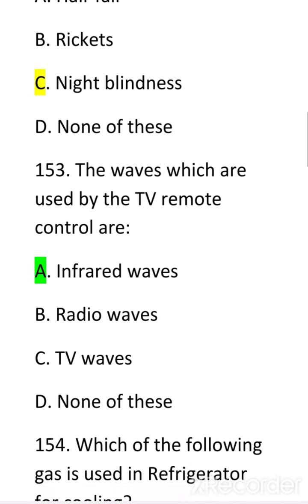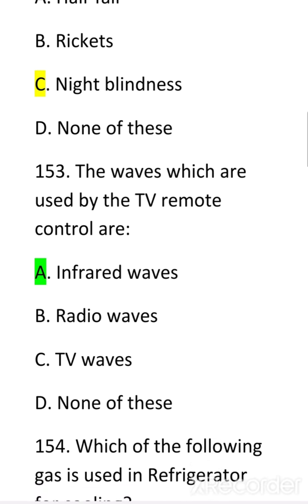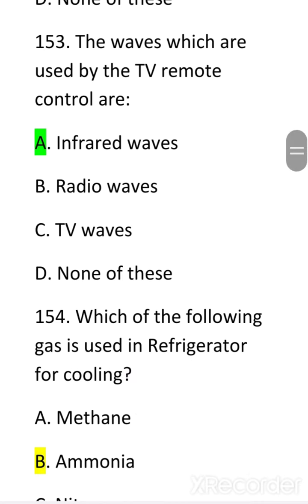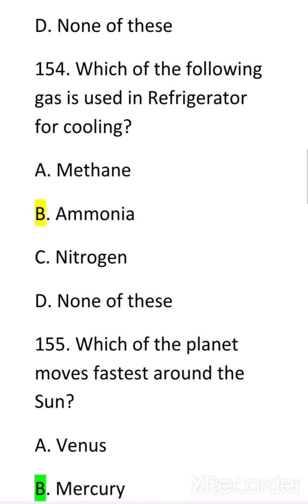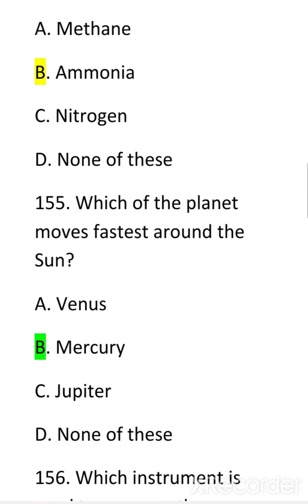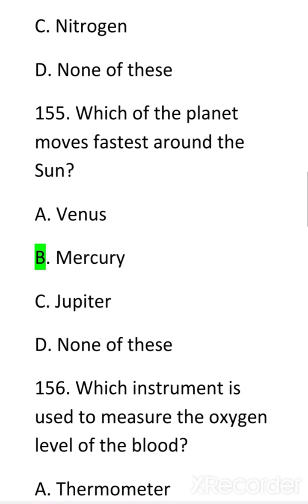Question number 153. The waves which are used by the TV remote control are option A, infrared waves, B, radio waves, C, TV waves, D, none of these. Correct option is A, infrared waves. Question number 154. Which of the following gas is used in refrigerator for cooling? Option A, methane, B, ammonia, C, nitrogen, D, none of these. Correct option is B, ammonia.